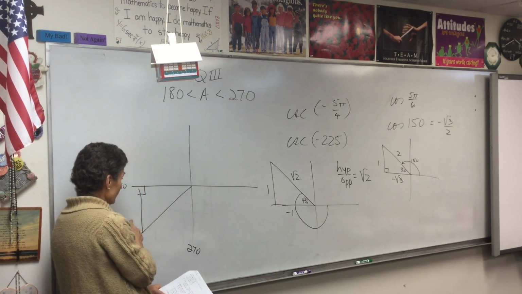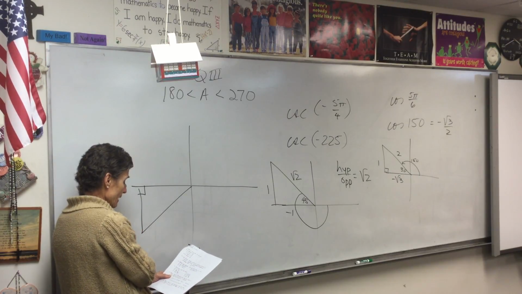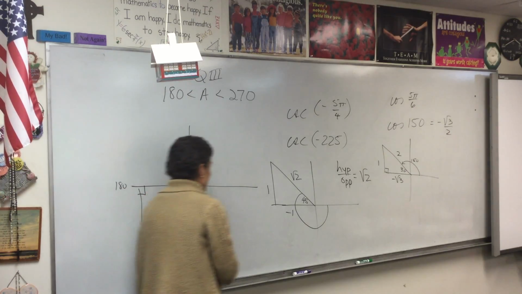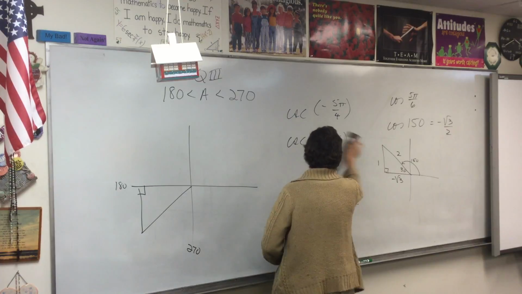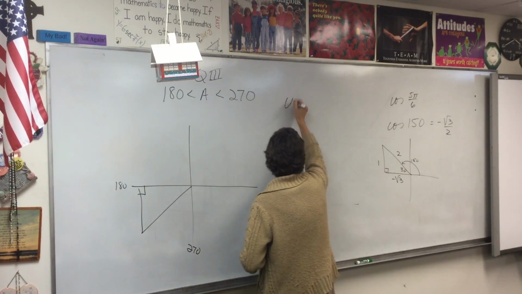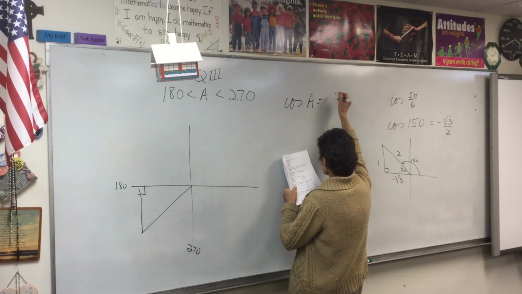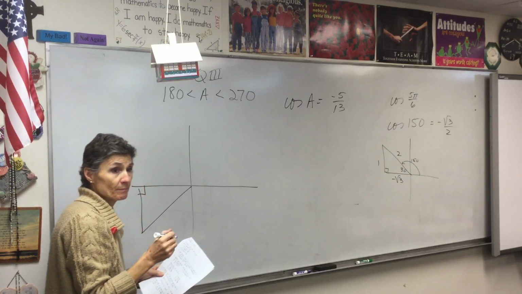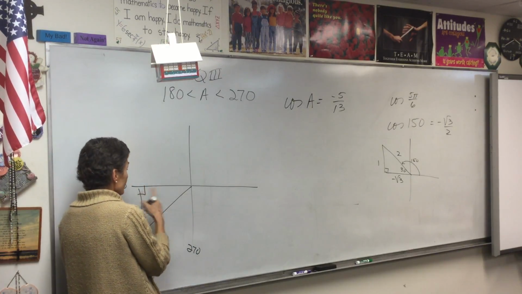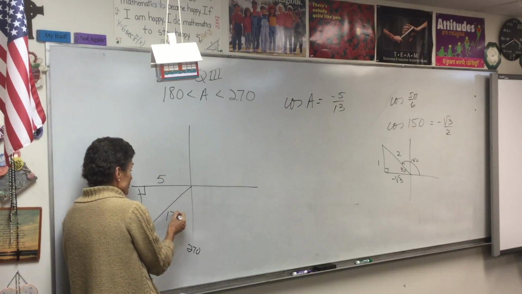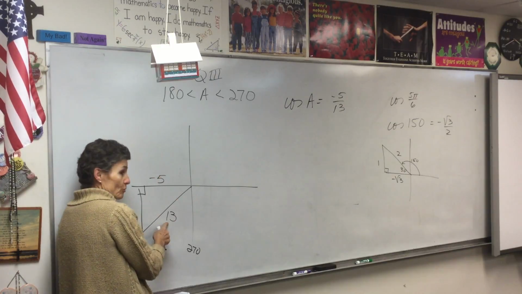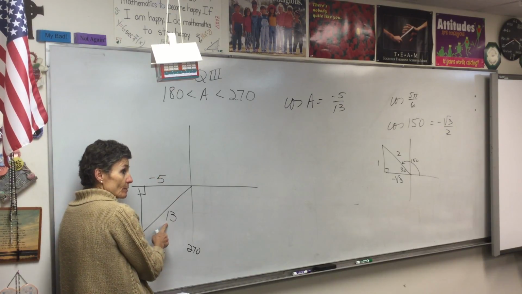All right, so I've got this angle in the third quadrant, and I know that its secant is negative 13/5, which would mean that its cosine is negative 5/13. Would you agree with that? Okay, so I'm going to label over here. This is going to be the 5 and this is going to be the 13. Which one is going to be the negative one? The 5. The 13 will never be negative. Right? That won't be negative. Ever.